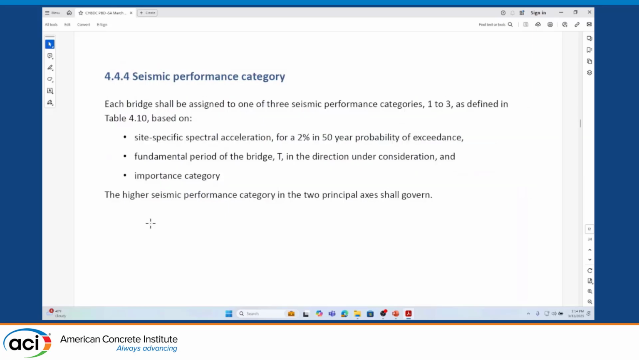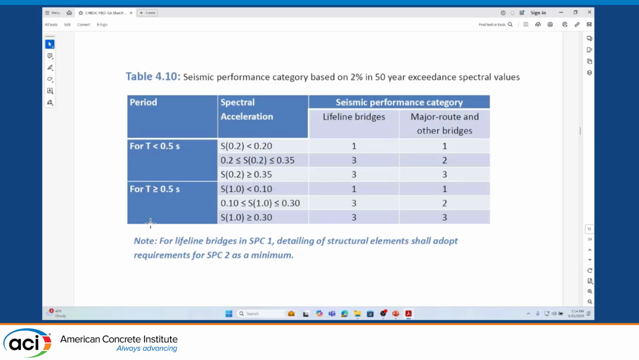Now, in terms of defining the seismic performance categories, there are 3 categories: 1, 2, and 3. They are based on the fundamental period of the structure, importance category, and also the 2% probability of exceedance site-specific spectral acceleration. And when you have, say, a bridge's longitudinal direction and transverse direction, you find 2 different seismic performance categories. The higher one will be governing.